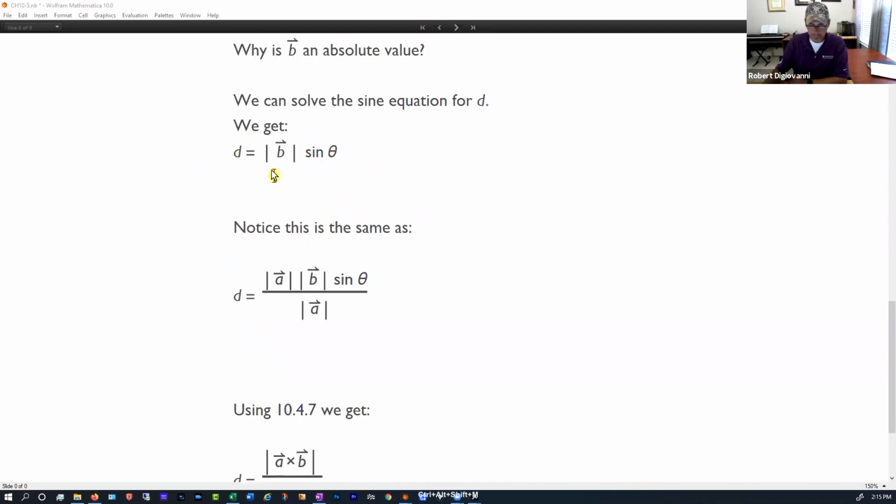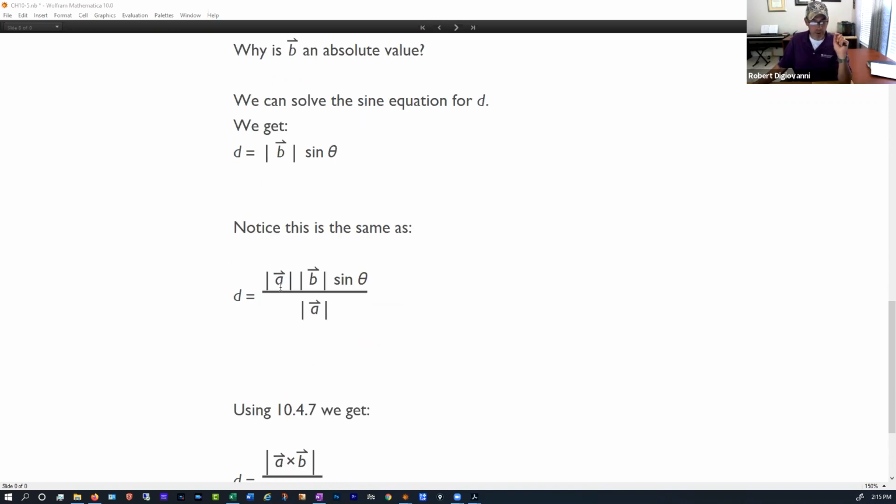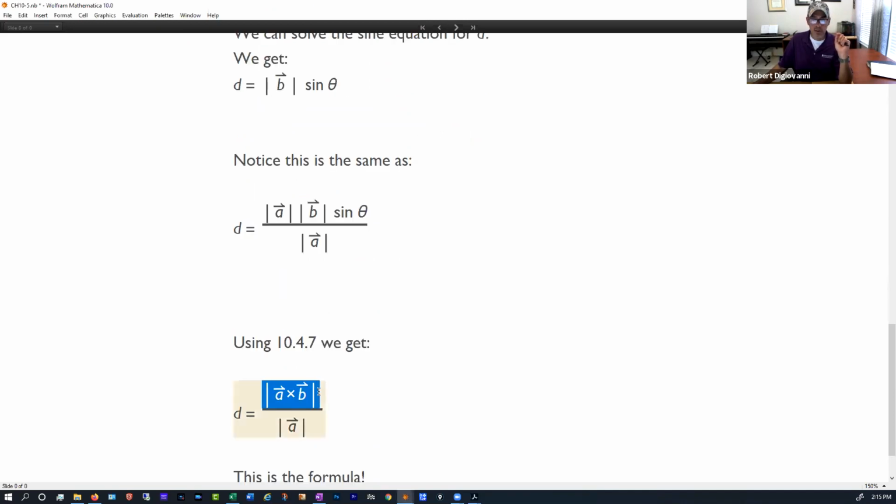We're here. In order to solve the problem, we need to know the magnitude of B, which shouldn't be a problem, but then we need sine of theta, which means we have to figure out what theta is. But if we very cleverly, is that a word, insert a magnitude of A over magnitude of A, just out of thin air, and place it here and here, then we've created the numerator as being the magnitude of the cross product. And what that does is it eliminates theta from the equation completely.